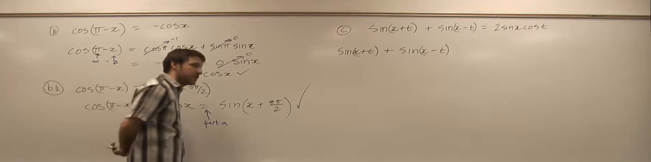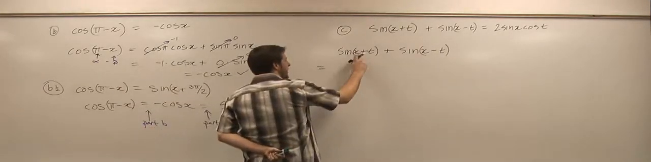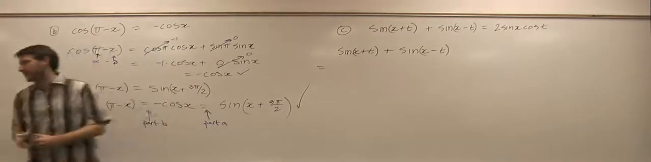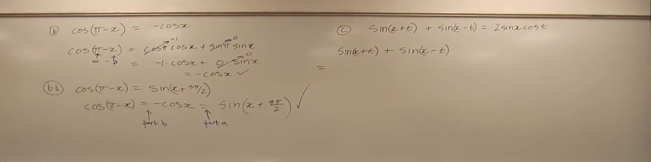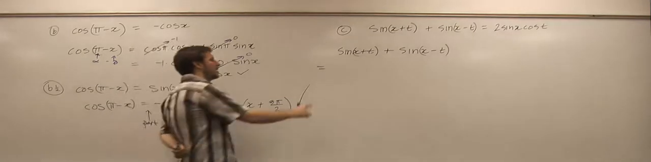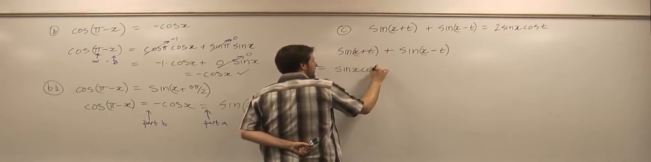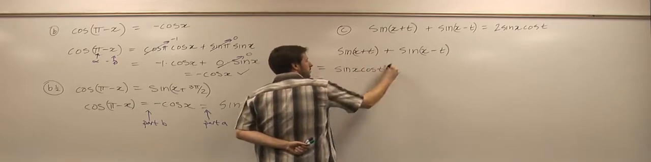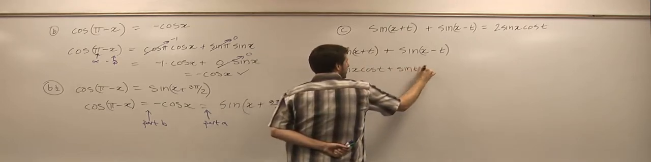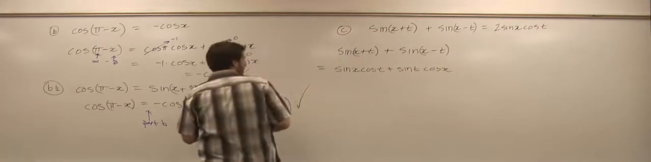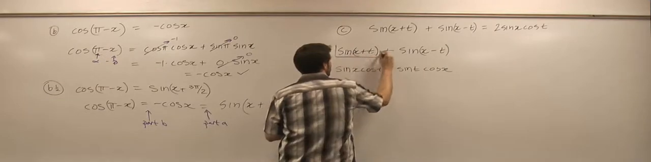Expand. Use your formulas. You have a formula for sine(alpha plus beta). Let me pull it up here so I don't have to write it. So it'll be sine alpha cos beta plus sine beta cos alpha. So I'm going to do sine x cos t plus sine t cos x. That's what I get when I expand this side.